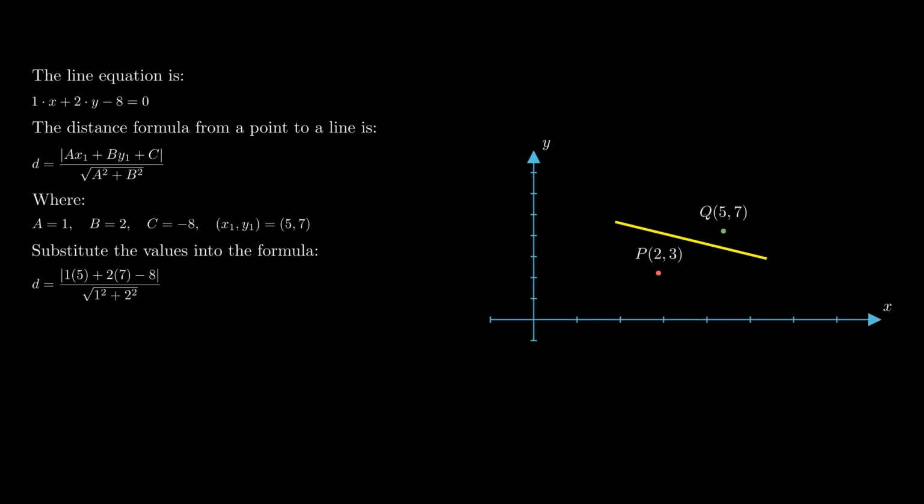divided by the square root of 1 squared plus 2 squared. d equals the absolute value of 5 plus 14 minus 8, divided by the square root of 1 plus 4. d equals the absolute value of 11, divided by the square root of 5. And that's our final answer. The perpendicular distance from (5, 7) to the line is 11 over the square root of 5.